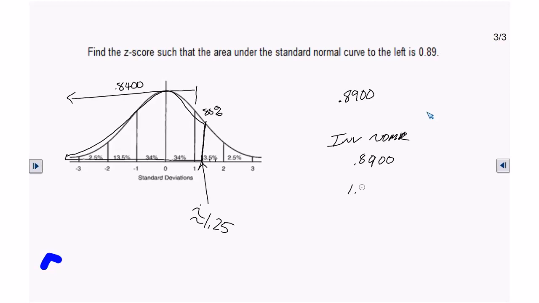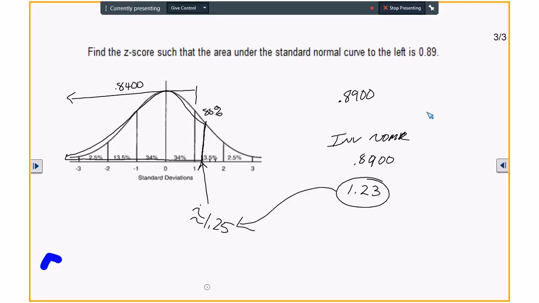1.23. 1.23, which is comparable to 1.25. If you come out with 6.8, then you don't have any idea what you're doing. Okay? All right. So, that's that. Now let's see what other kind of problems they can throw at you.